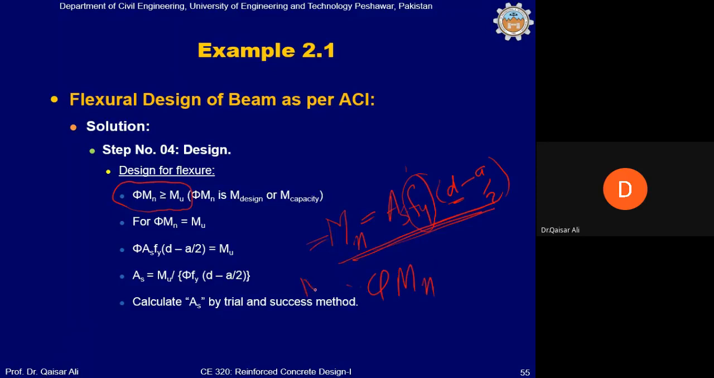So the design capacity comes from phi Mn, and phi is a factor less than 1, and this is taken as 0.9 for flexure in this case. So there is a 10% reduction in the flexure capacity, according to the ACI code. So our design capacity is equal to phi Mn, and this phi Mn or Md shall be greater than the applied moment, which is Mu, or at least equal to this. Then the beam will be able to resist the load which is coming on the beam.